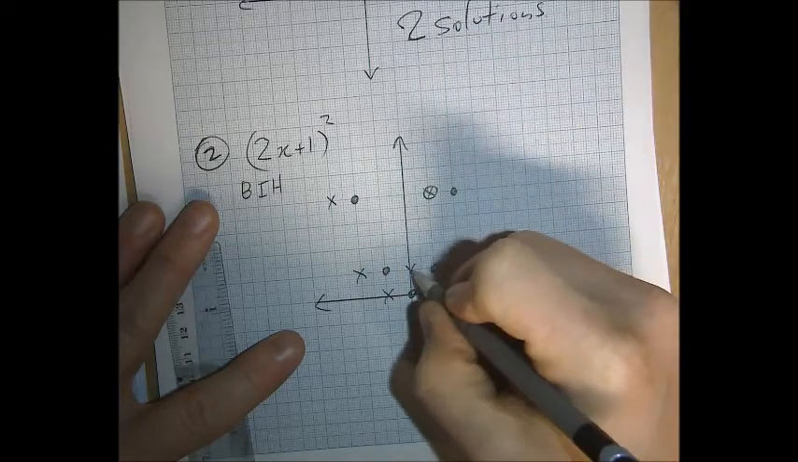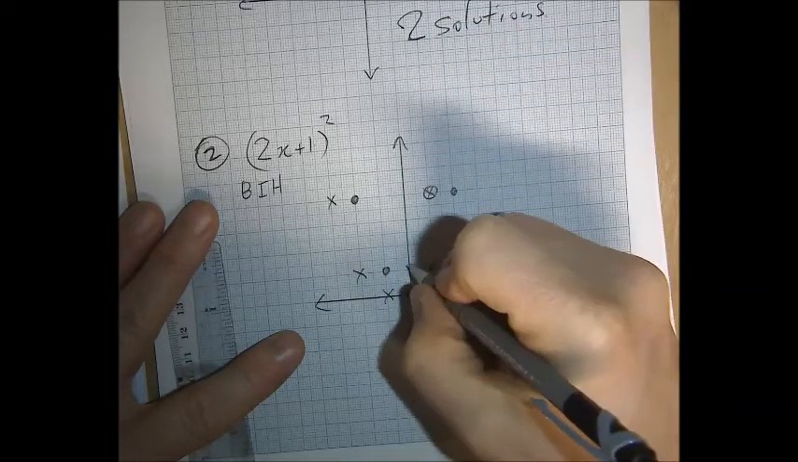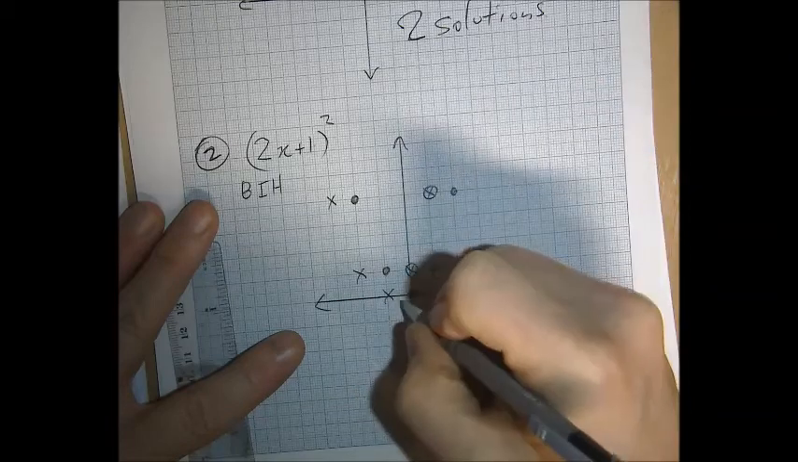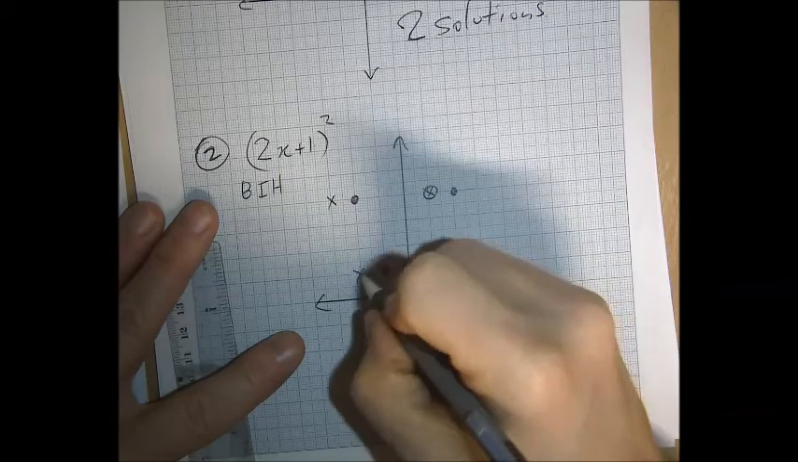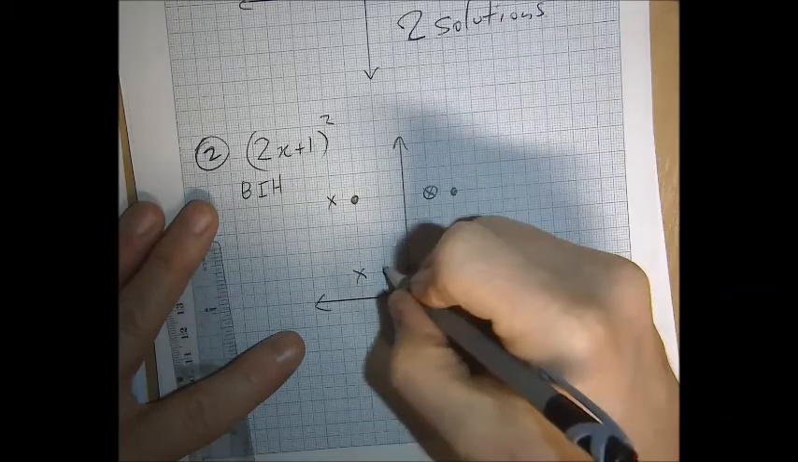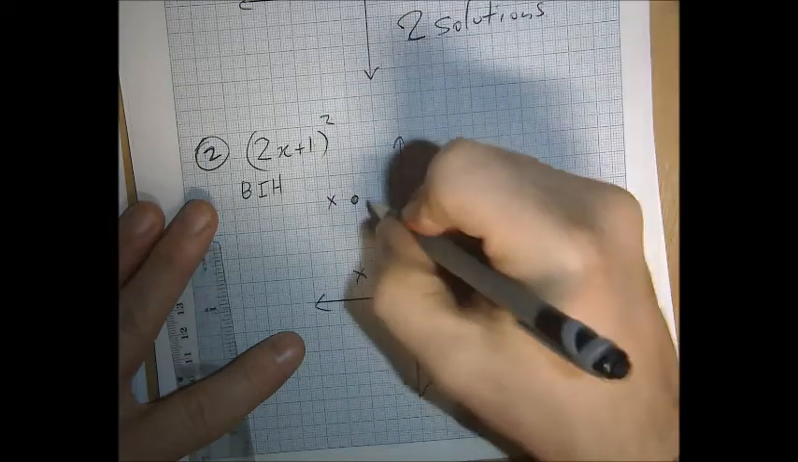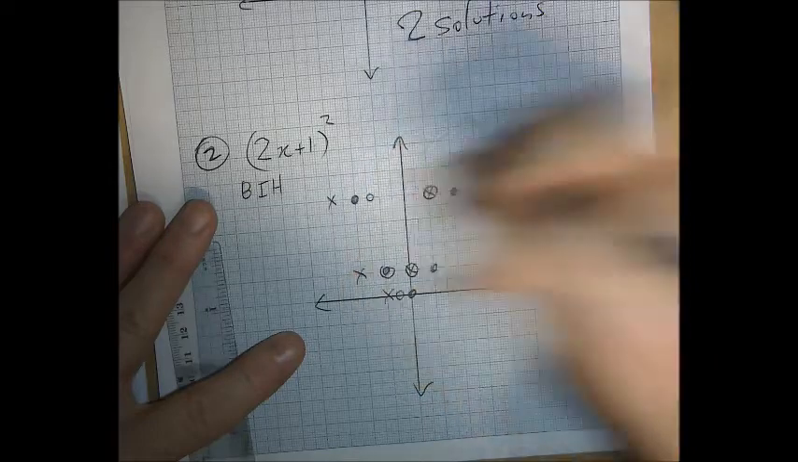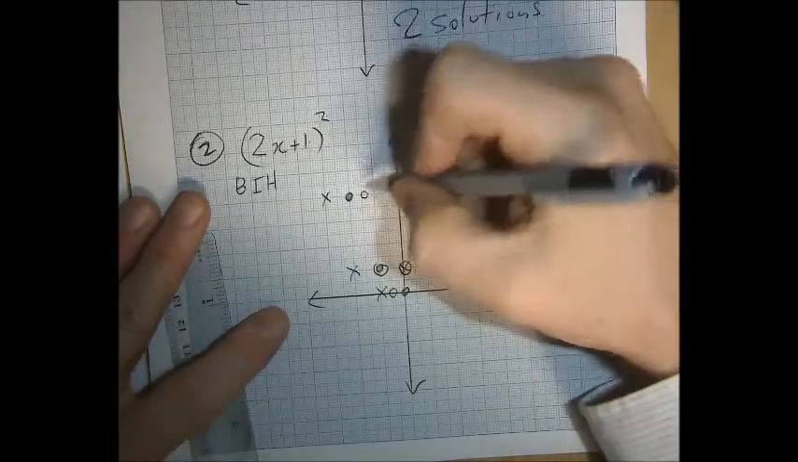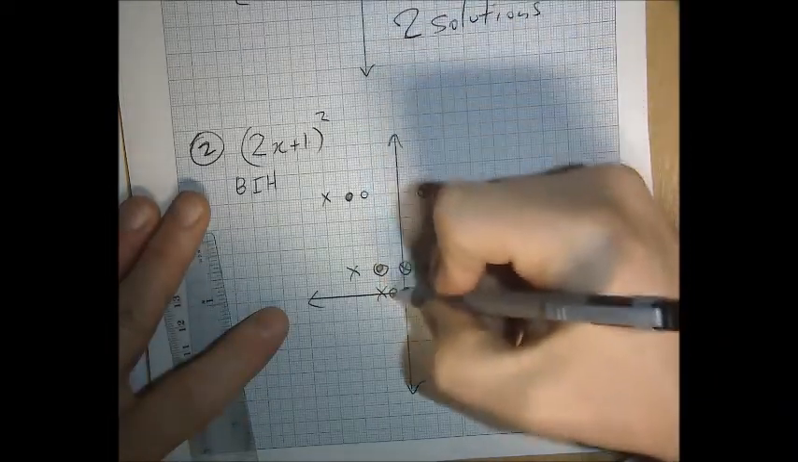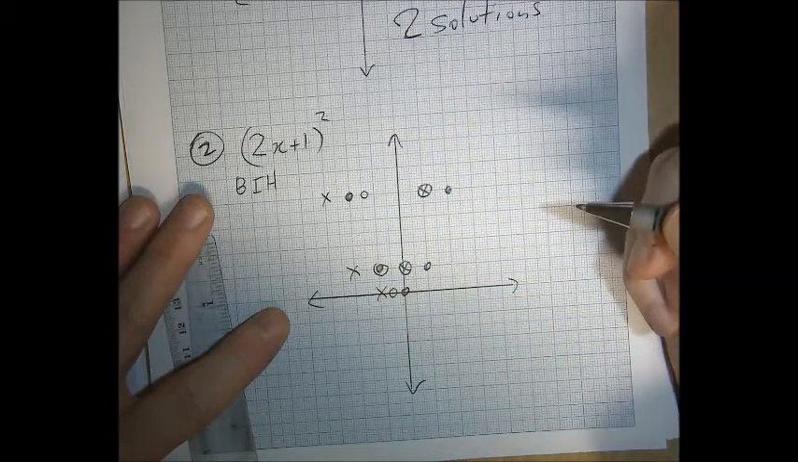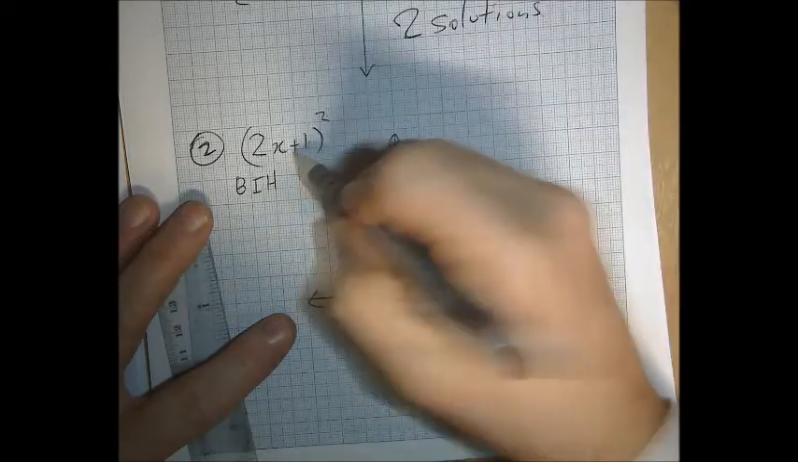Current x coordinate 0, half a 0, still 0. Current x coordinate negative 1, new x coordinate negative half. Current x coordinate negative 2, new x coordinate negative 1. Current x coordinate negative 3, new x coordinate negative 1.5. And when I connect those black circles, that will be my graph of that.